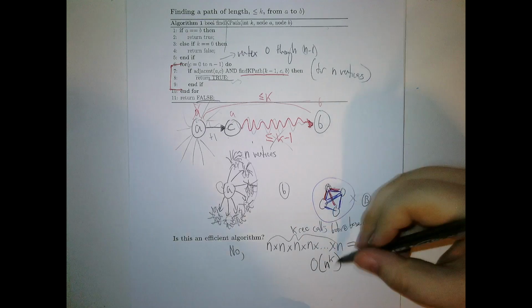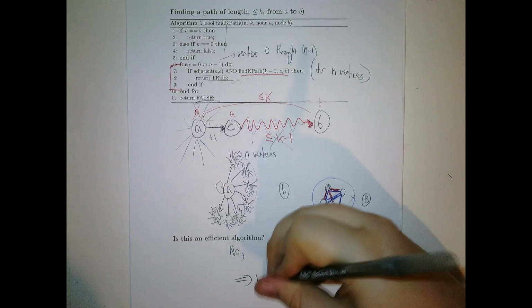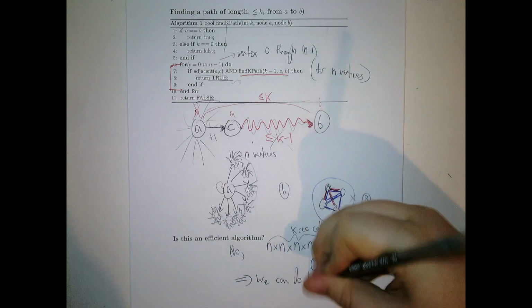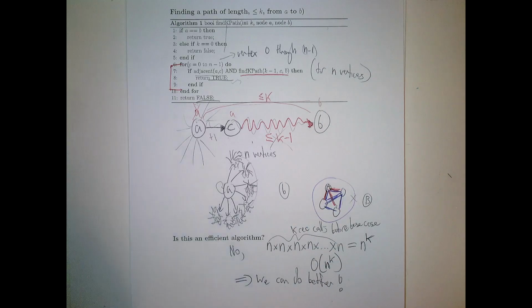I mean, if k is small, it's not that bad, I guess. If k is 1 or 2, that's feasible. But if k is like 10 or 100 or 1,000, you're going to be in real trouble. So yeah, this is not very efficient, but we can do better. We can do better. And we'll think about how to do better next time.